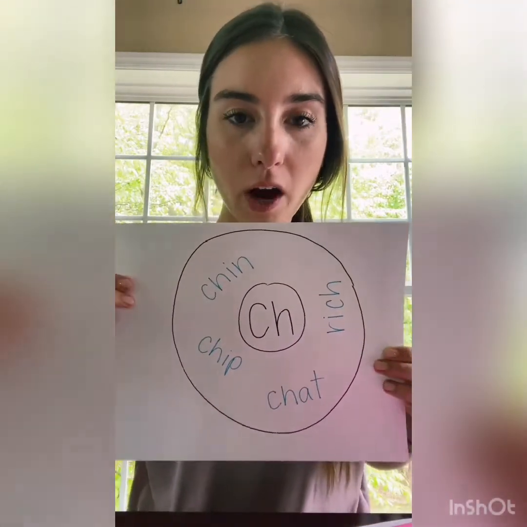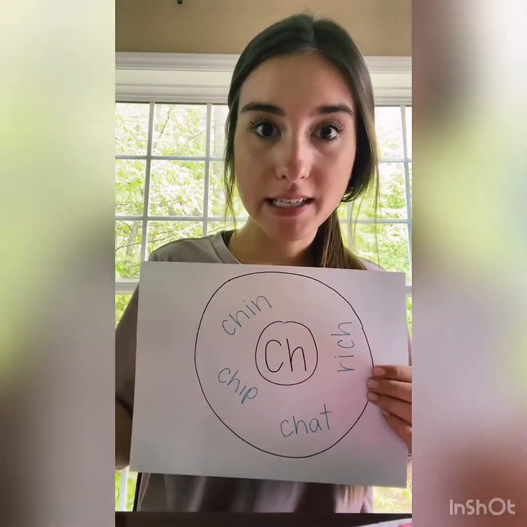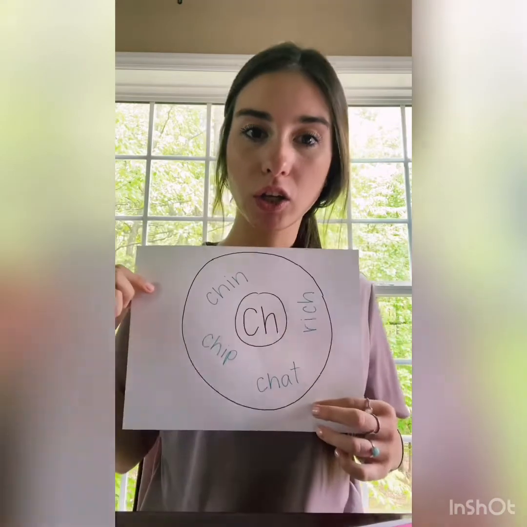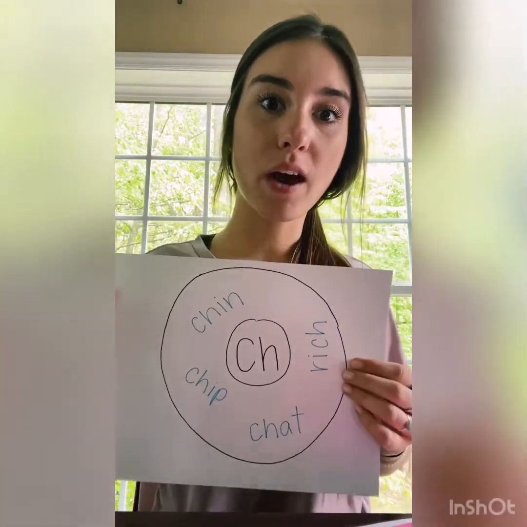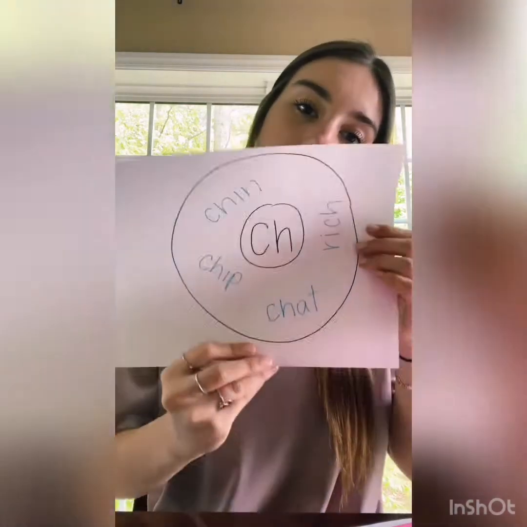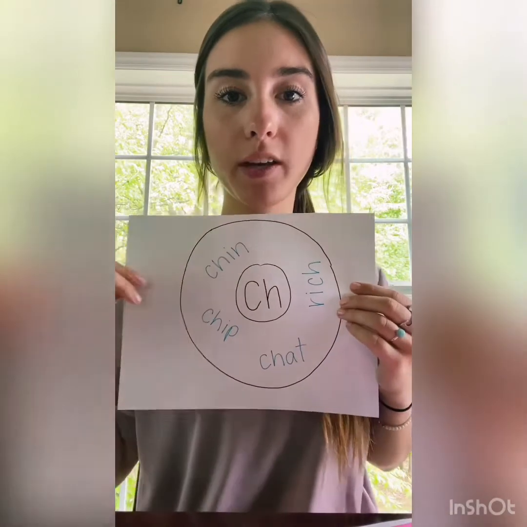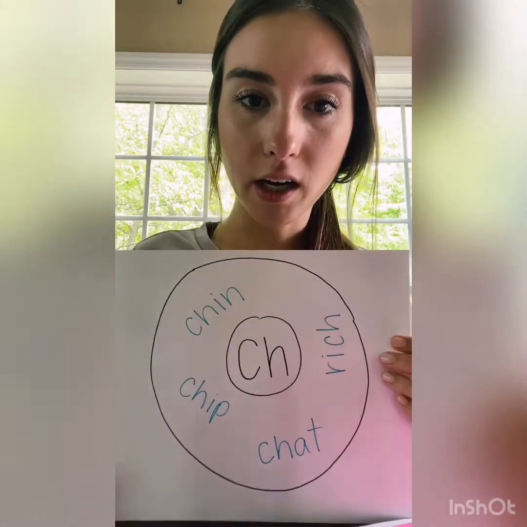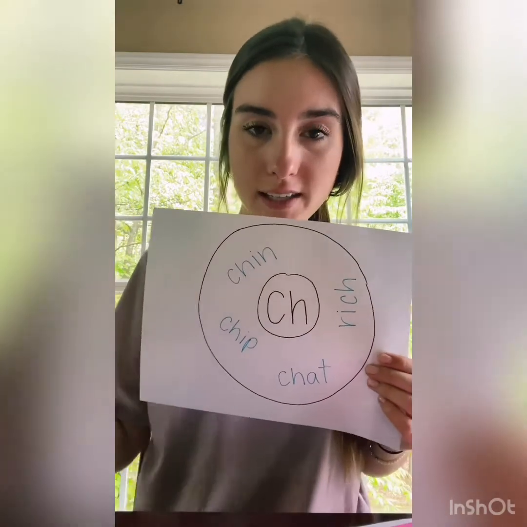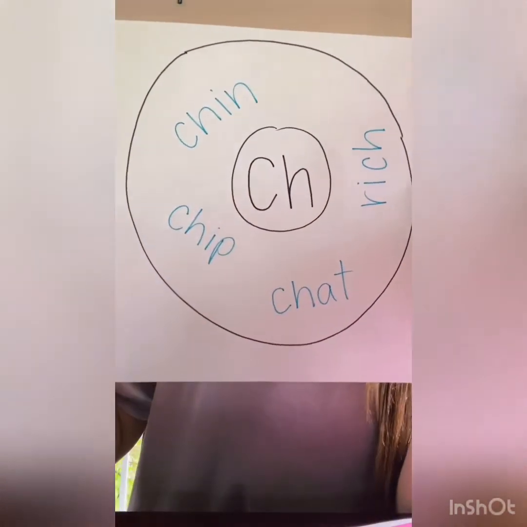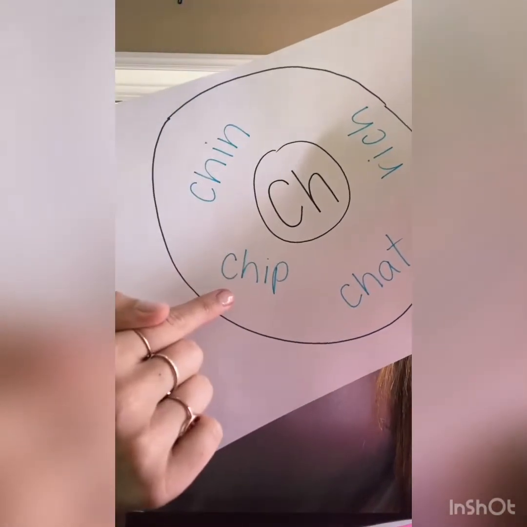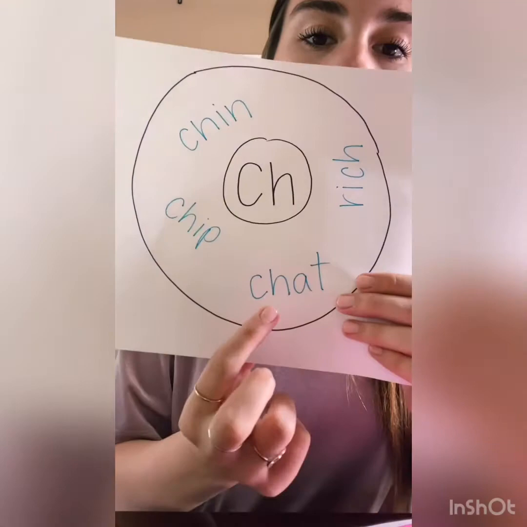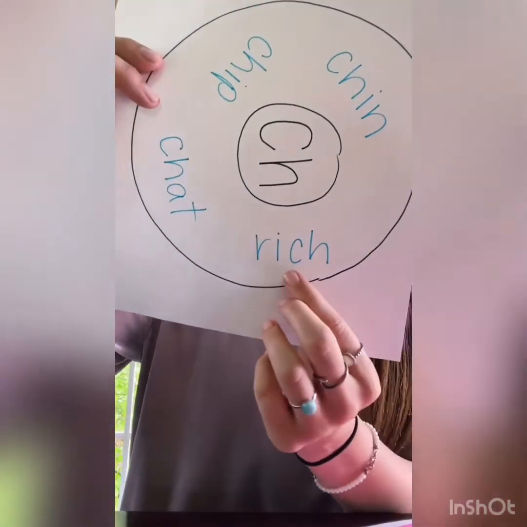So I know in the video we watched, it talked about the sound or the digraph ch. So CH together says ch. And we are going to look at some different words that have that sound in them, the ch sound. So I've made a defining map, and in the middle we have our ch that we're looking at. And I have a few different words, I know they're kind of written crazy, a few different words on here to help us hear that ch sound. So on my map, you will see I have the word chip, the word chin, the word chat, and the word rich.